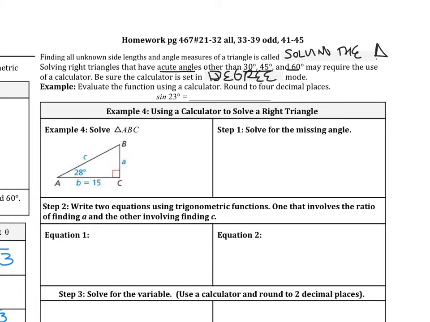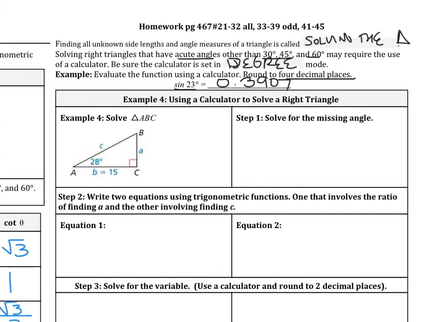For example, evaluate the function using a calculator, round to 4 decimal places, and we did this the other day. Depending on what calculator you use, just remember how to type it in. So it's sine of 23 degrees. You plug it into your calculator and round to 4 decimal places. This is approximately 0.3907.